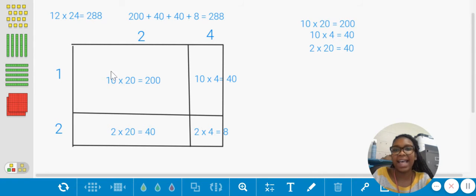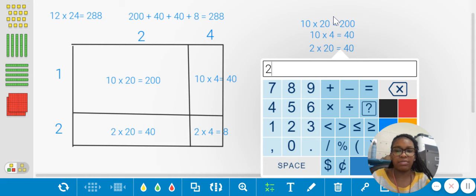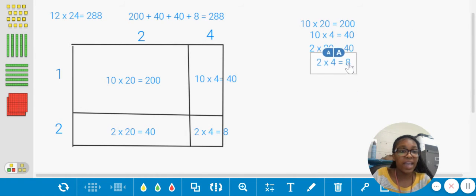And then we have last. That means we're looking at our ones, the last digit in both of those numbers. All right, we have 2 times 4, and that gives us an 8. All right, so now we have the same partial products without drawing out this huge area model, right? All right, so I want us to go ahead and add it all together.